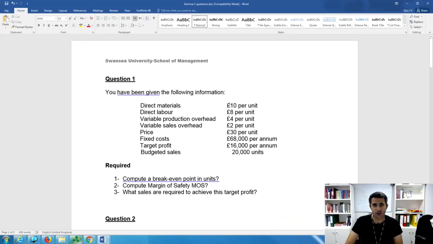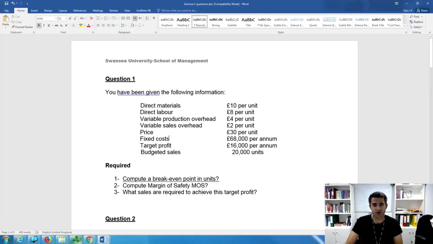So first of all, you need to look at the information available here in terms of material, labor, variable overhead, production overhead, and sales overhead, and selling price per unit, fixed cost, and target profit, and budgeted sales. So you know what is the formula for a break-even point in units? If you remember, the formula is fixed cost divided by contribution per unit. Fixed cost equal £68,000, and contribution per unit equal selling price per unit minus variable cost per unit.